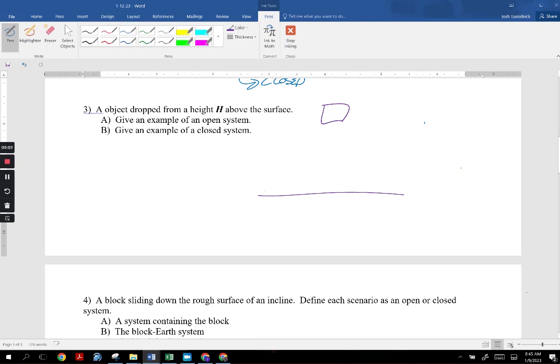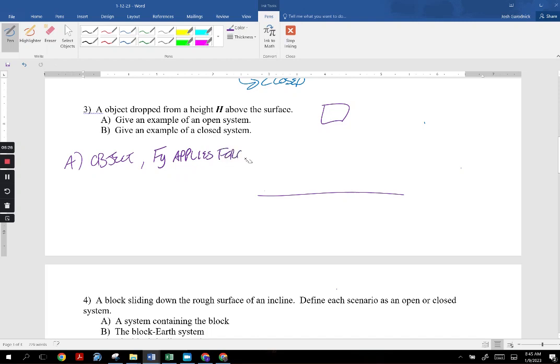We could do, for A, we could do the object is an open system, because only if you just circle the object, well, then Earth's mass is going to apply an external force on it. So I'll just write Fg applies force.